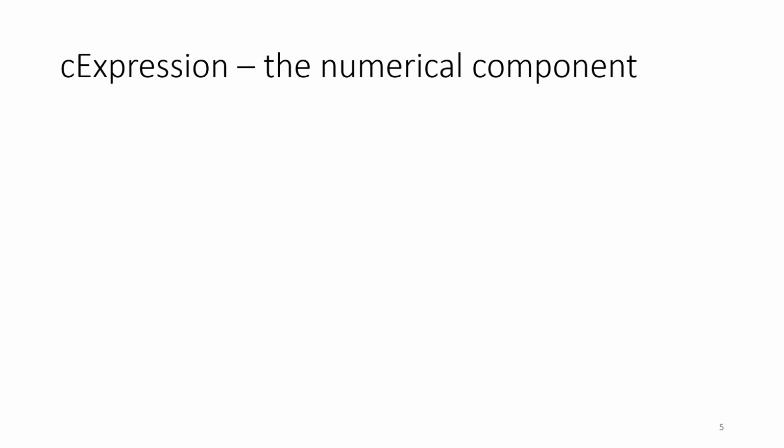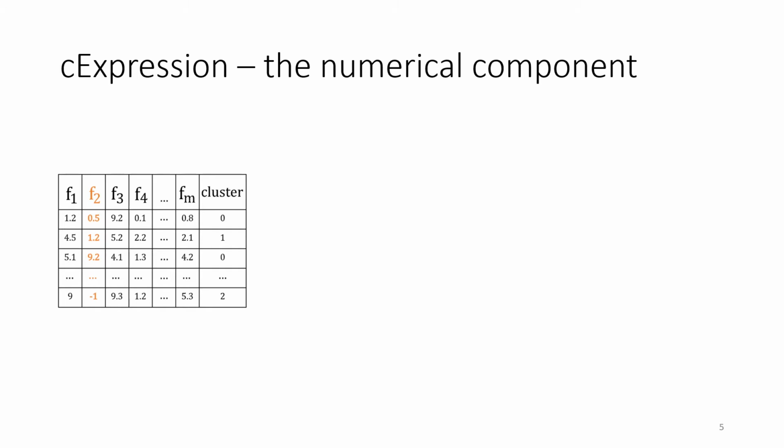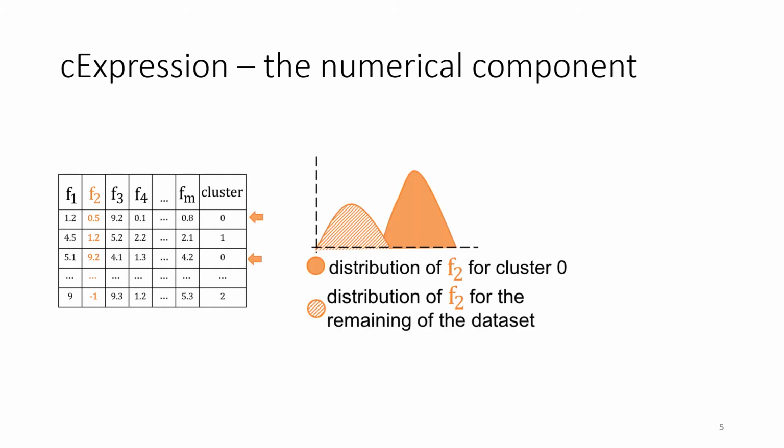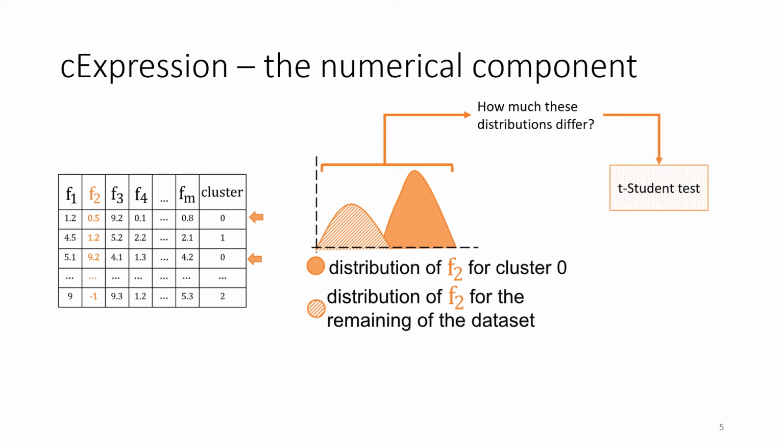So let's define the numerical component of our approach, C expression. Let's focus on F2 and cluster 0. We take the distribution of F2 for cluster 0 and the remainder of the dataset and ask the question: how much do these distributions differ? We use a t-test to answer this question, which returns a t-score and p-value.